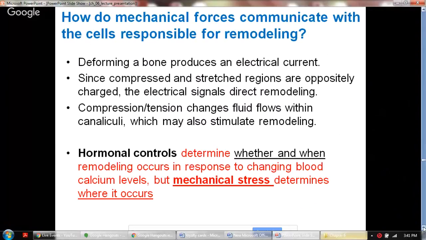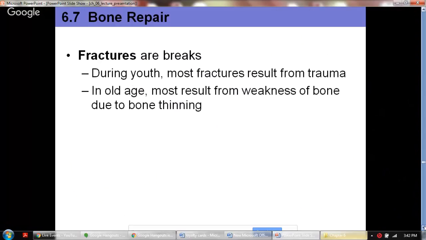stimulate the remodeling process. So all in all, the key feature that you need to remember is that the hormonal controls determine whether and when the remodeling has to happen, in response to changes in the blood calcium levels, but the mechanical stress is the one which determines where this remodeling needs to happen.